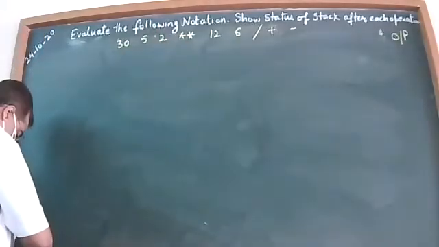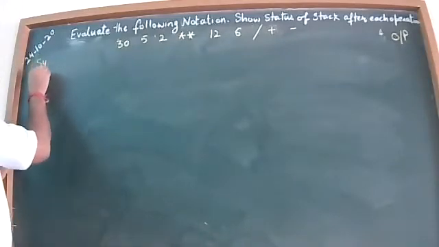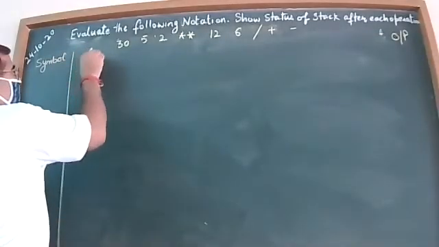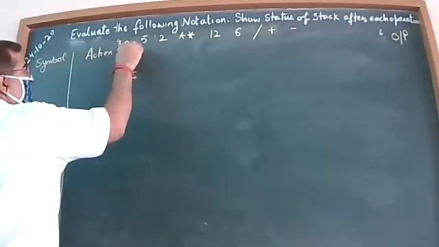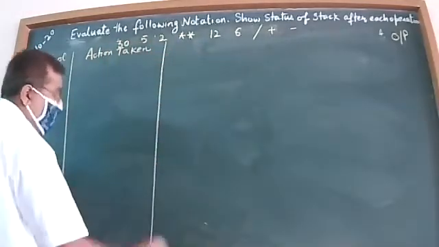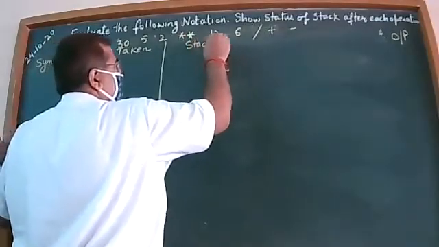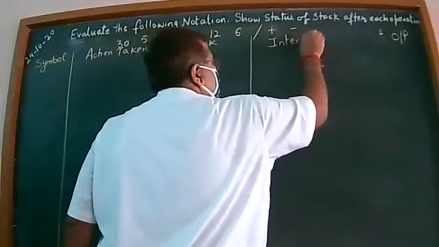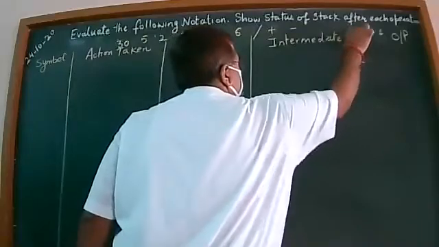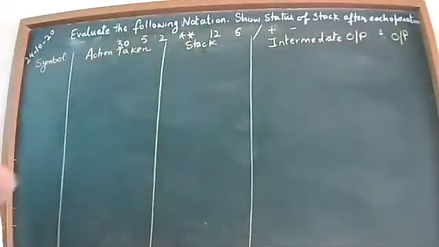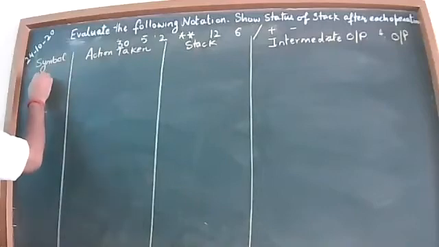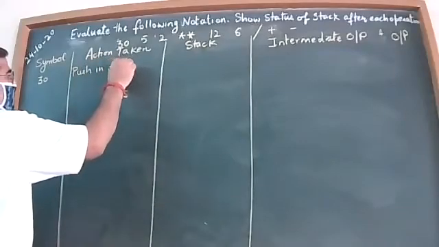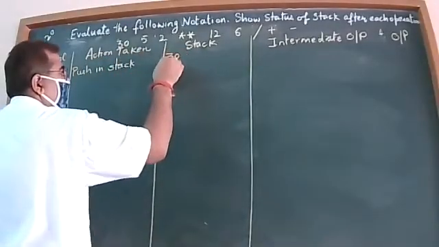So again the columns are same: symbol, action taken, stack, and intermediate output. First is 30, push in stack. So 30 I pushed over here.